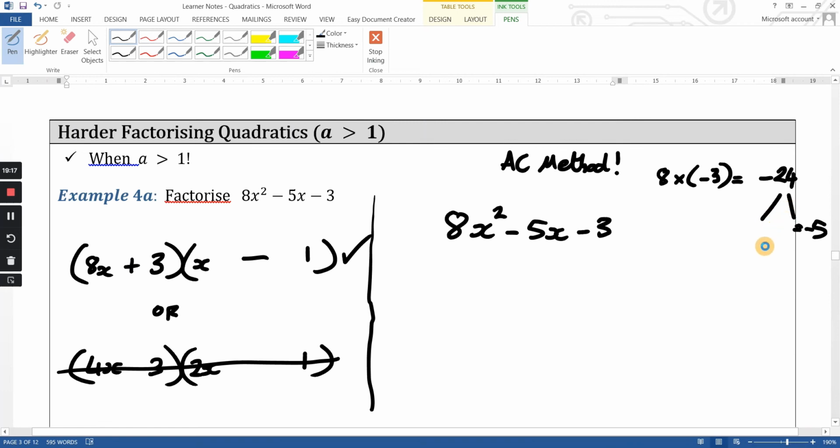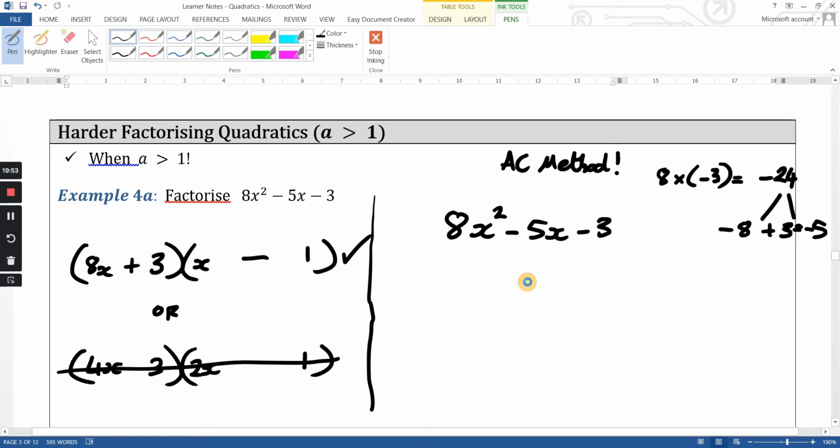So that's going to be, what's that going to be? 8 and 3. 8 and 3 definitely multiply to give you 24, and eventually I'm going to get minus 5. So if it's minus 24, one of these has to be negative, and in this case it's going to be the 8 definitely. Yeah, that's going to give me minus 5.